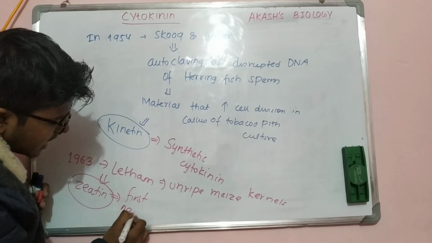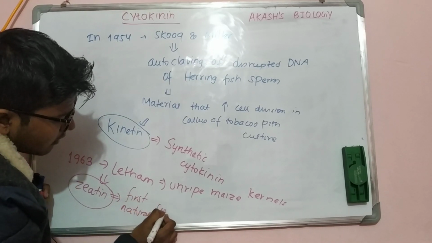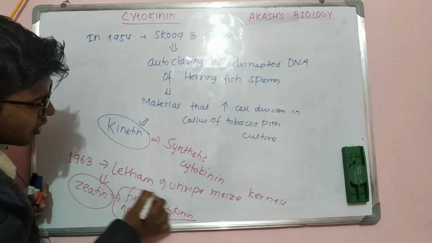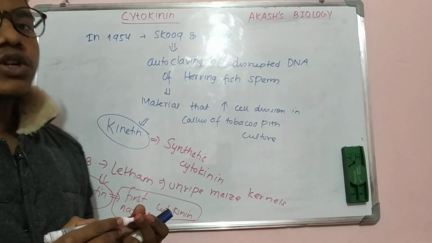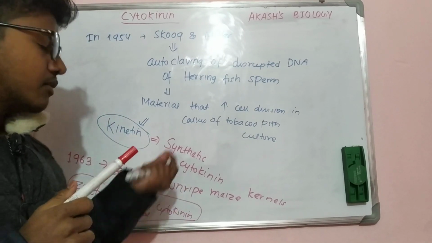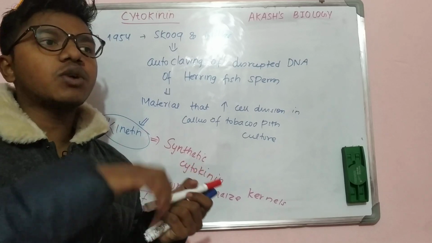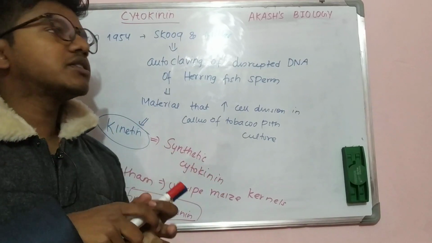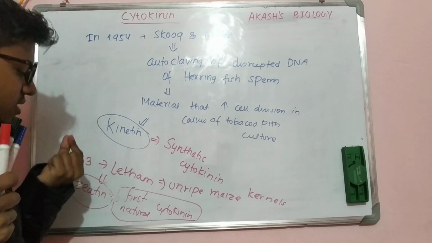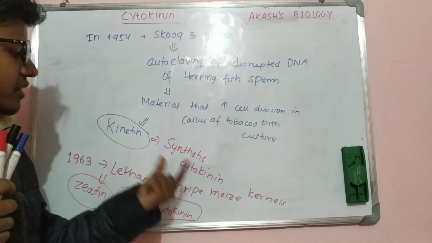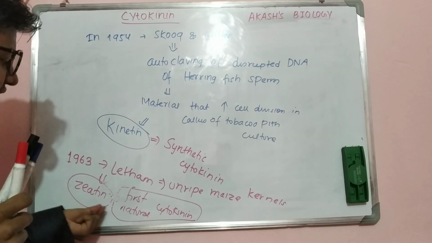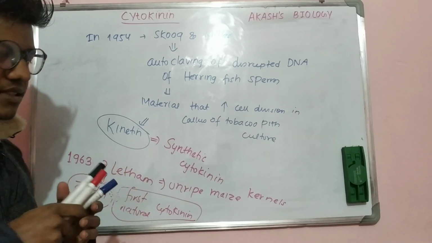We are mainly confused about this in the examinations. Which one is the first cytokinin to be discovered? The first cytokinin to be discovered is kinetin, but it was a synthetic form, as it was discovered from a tissue culture form. Later on, the first natural cytokinin was discovered from unripe maize kernels by Latham, and he named it zeatin. So zeatin is the first natural cytokinin.